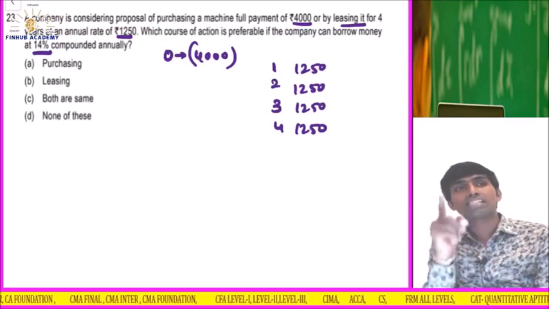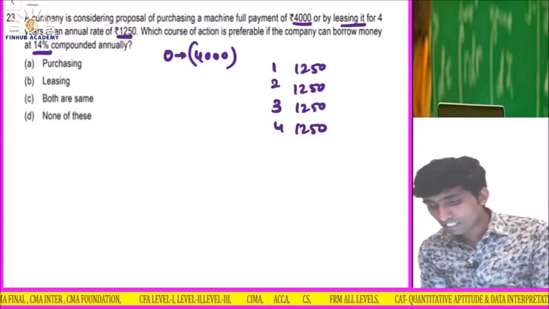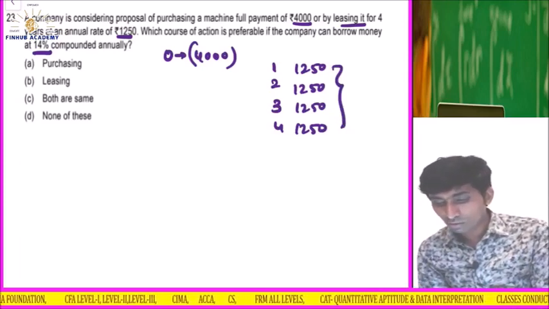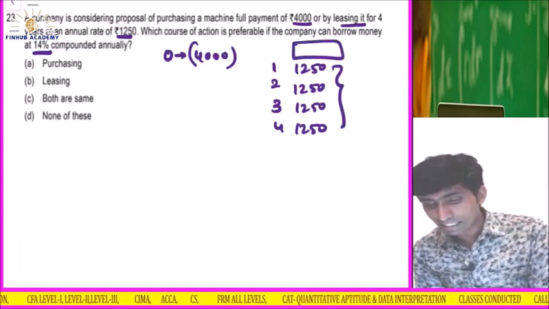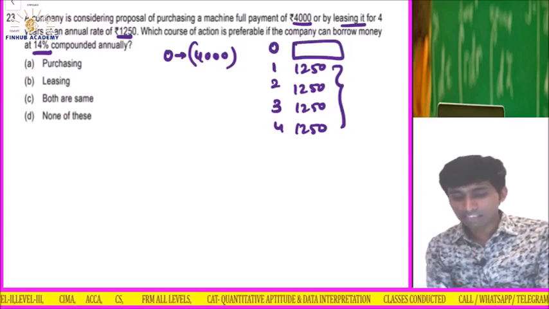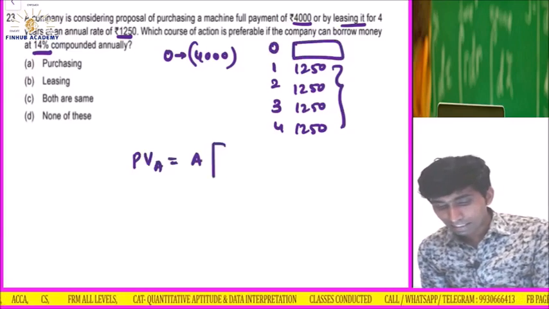That means my 14% is the annuity opportunity cost. So to pull these cash flows back, I will use 14%. I will pull this and bring it to 0. So is this an annuity sum? Yes. What do I need to calculate? Present value. The present value of an annuity is equal to the annuity multiplied by the PVIFA factor.